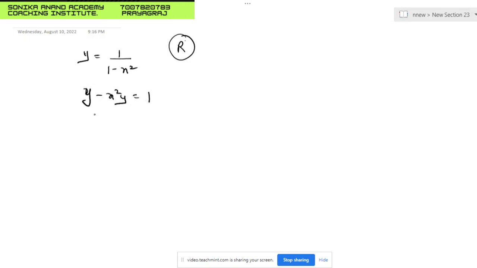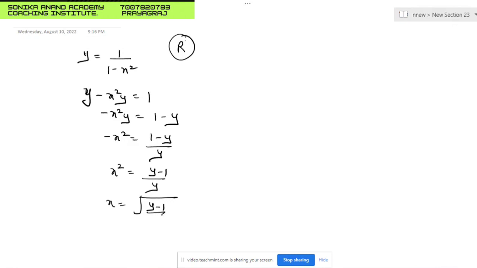So minus x square y is equal to 1 minus y. So minus x square is equal to 1 minus y over y. So x square becomes y minus 1 over y. So the value of x becomes the square root of y minus 1 over y. Clear? Then they will take it as under root, so y minus 1 over y must be greater than or equal to 0.